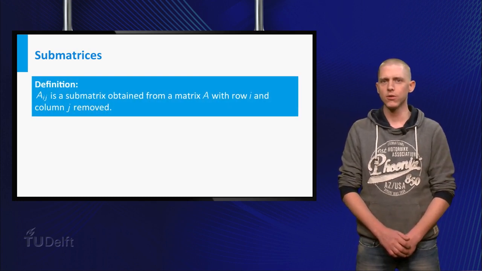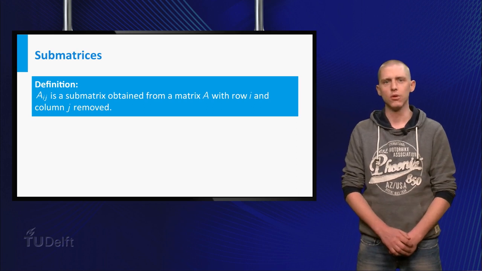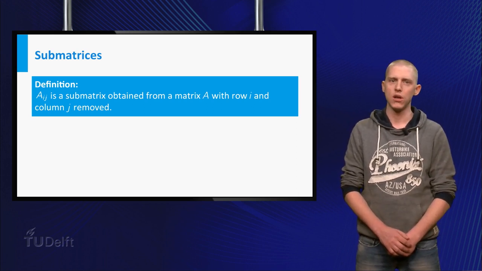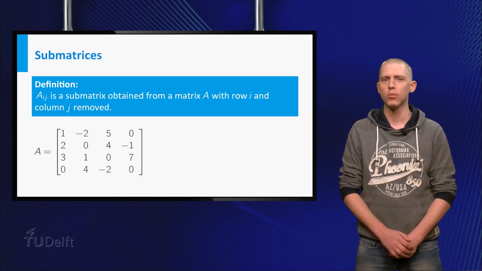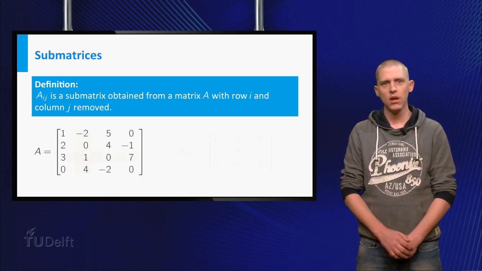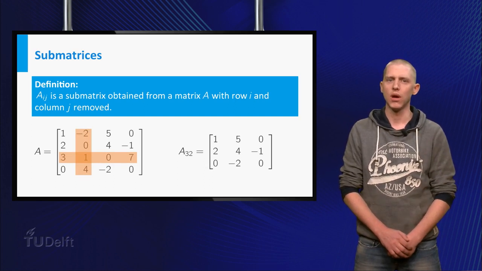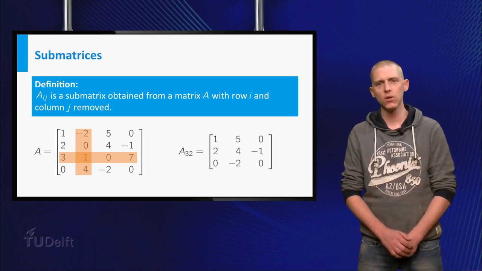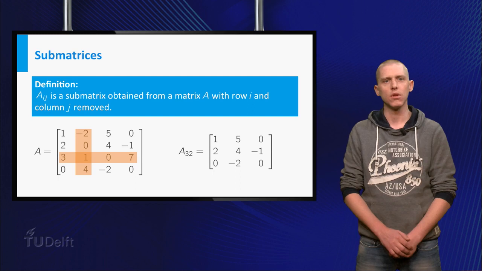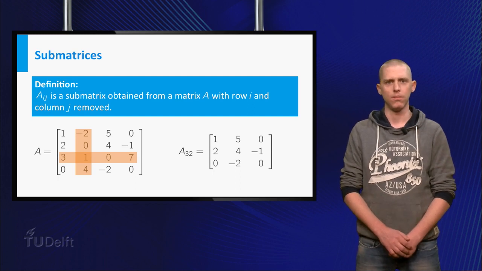Aij is a submatrix obtained from A, where we have removed row i and column j from A. For example, if A is the 4 by 4 matrix shown, A32 is given by the first, third and fourth column of A, where you skip the third component of each column.